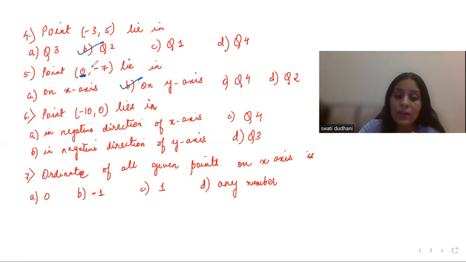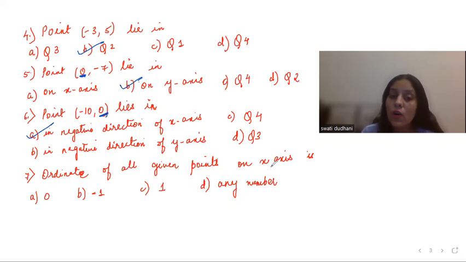Now -10, 0. The y coordinate is 0. So if one of the coordinates is 0, it will always lie on the x or y axis. Now since my y coordinate is 0, the point lies on the x-axis.